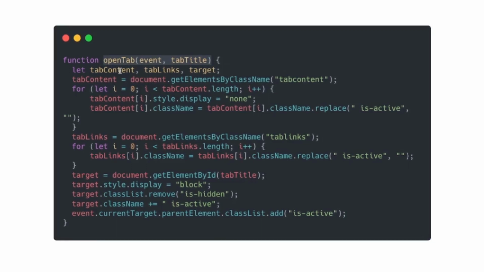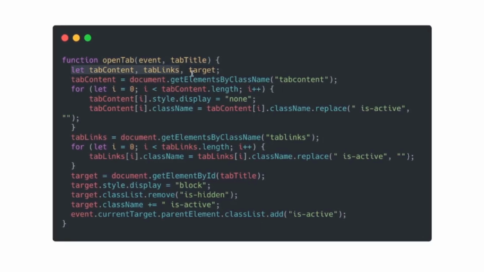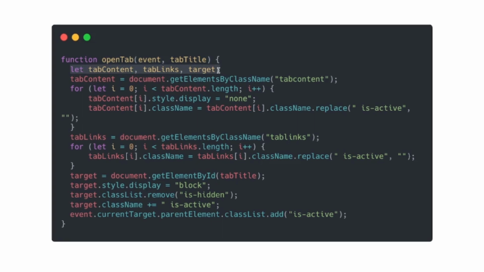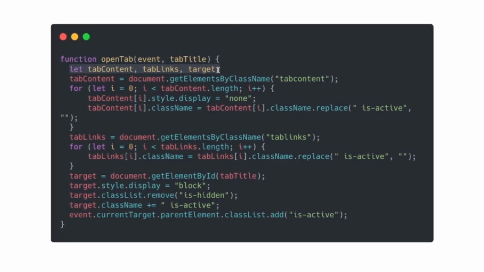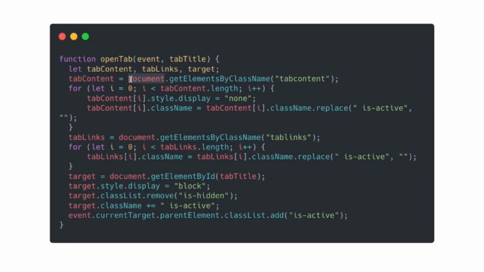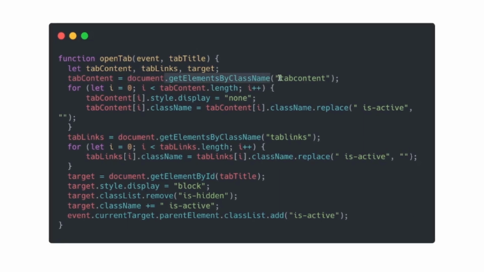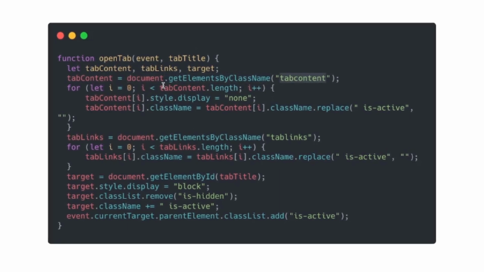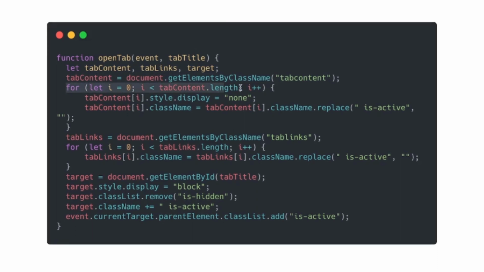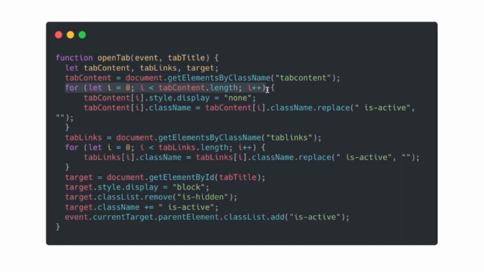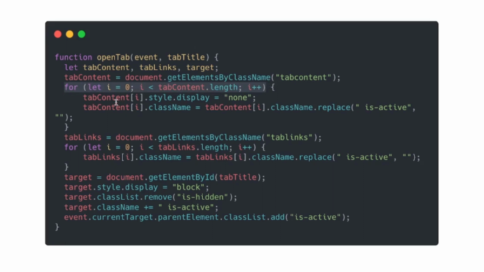We're going to declare some variables, and for the tab content, we're going to set that to document.getElementsByClassName. So this is the tab content that we just created before. We want to target those, and then we want to iterate through them and set the style for display to none so that it gets hidden. And then we're going to replace any case where it has isActive in there.